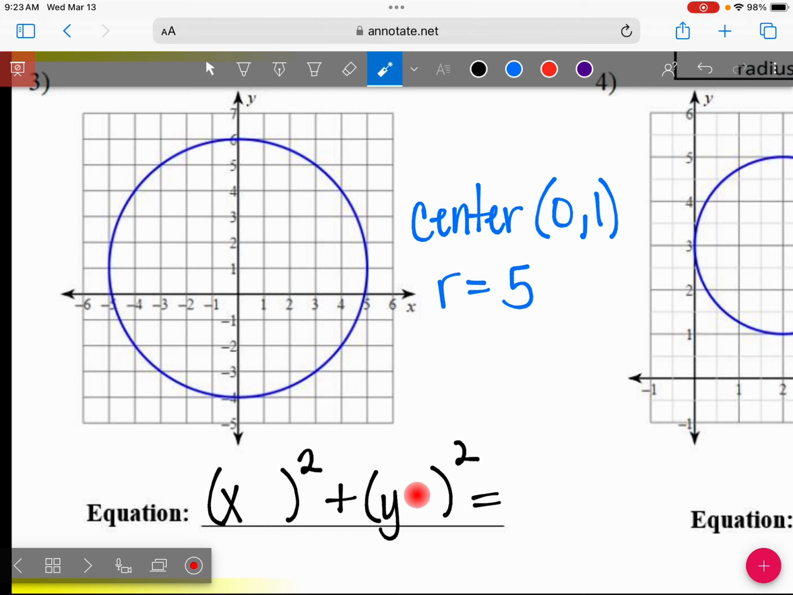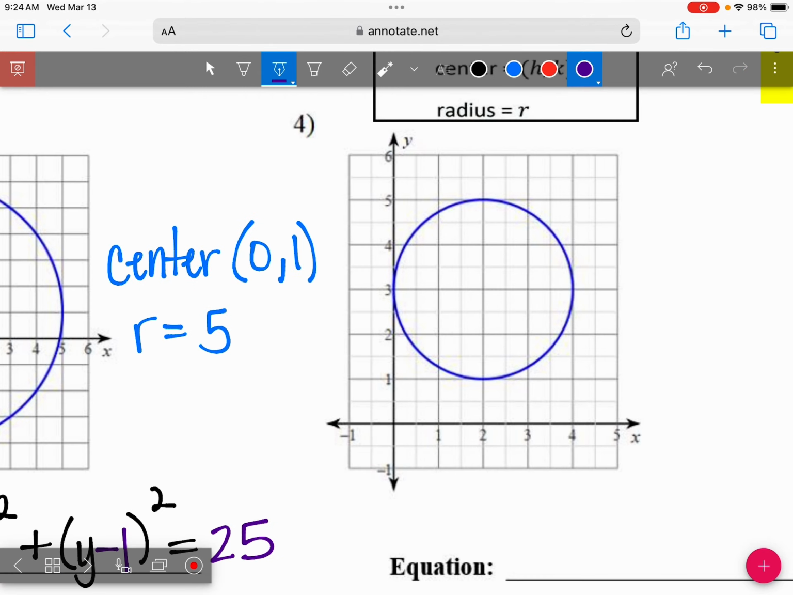But in this parentheses, what am I going to write with that Y? Do I put a plus 1 or a minus 1? Minus 1. And then it equals 5 squared. And what is 5 times 5? 25. This is the only answer you could give me.